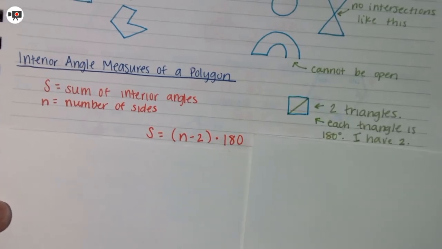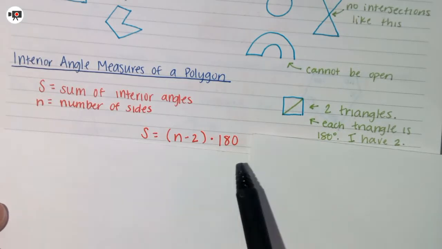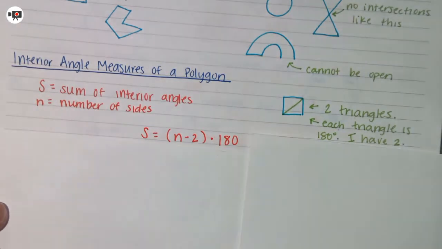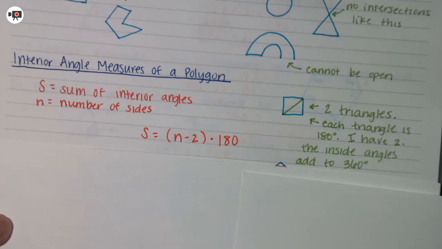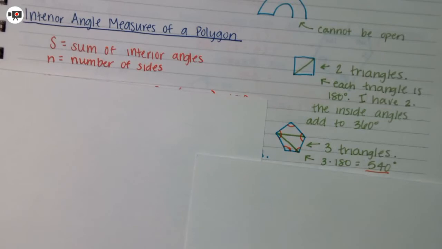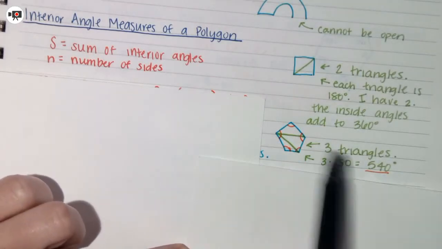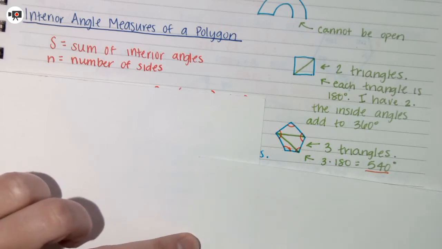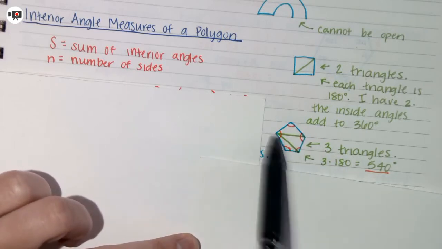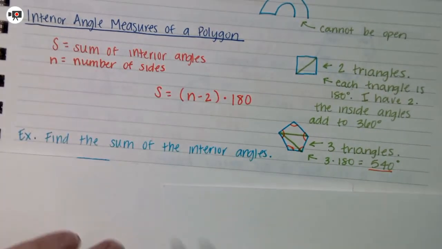I could do that, or I can look at a figure and say, well, if it's a quadrilateral, I can put two triangles in there, and each is 180, so they would add to 360 degrees. Or what if I have a pentagon? I can put three triangles in there, and 3 times 180 is 540, so all of these angles are 540 together. Or I can use my formula, and that will tell me as well.